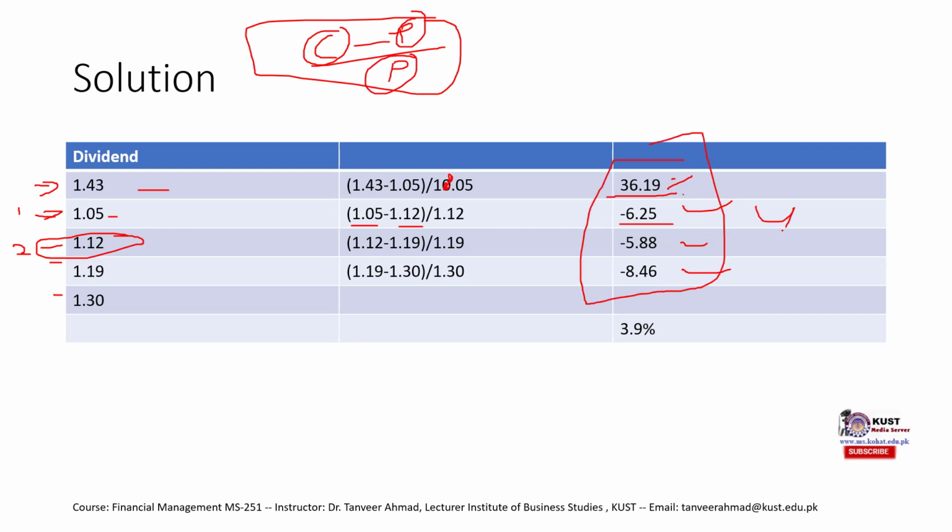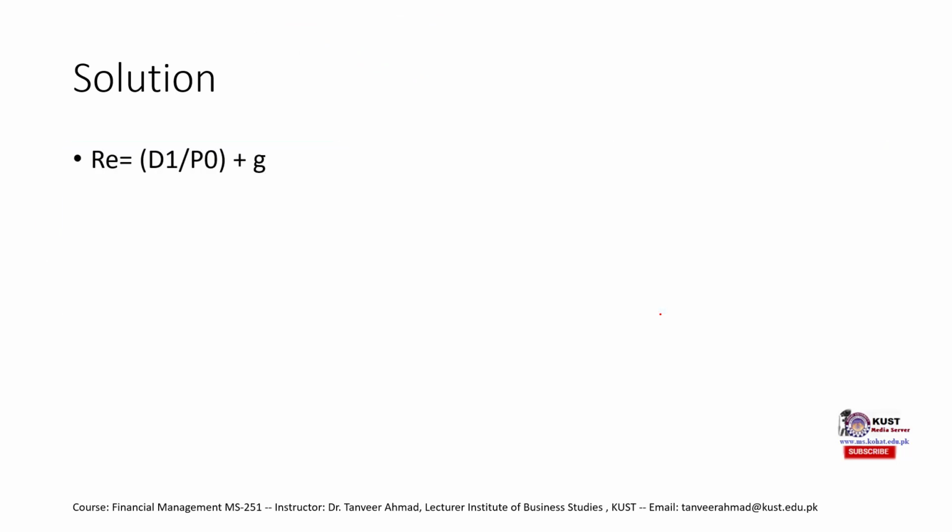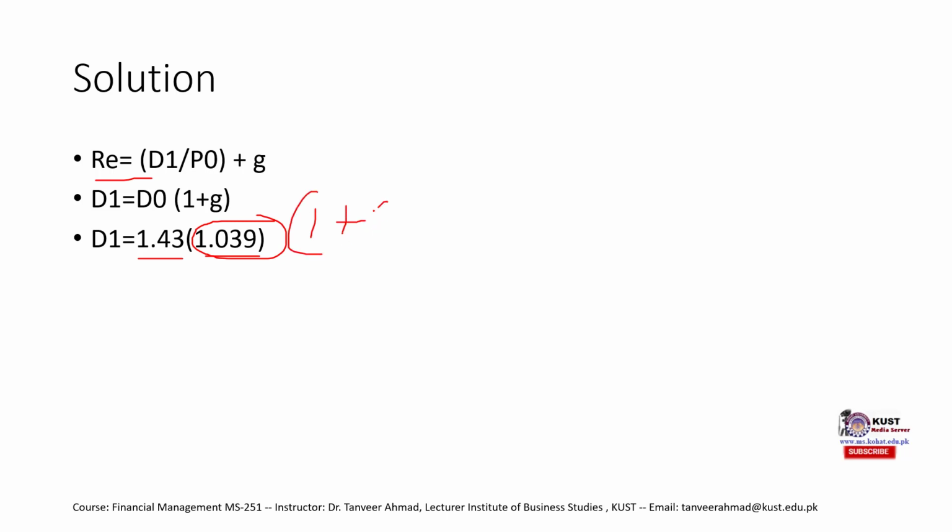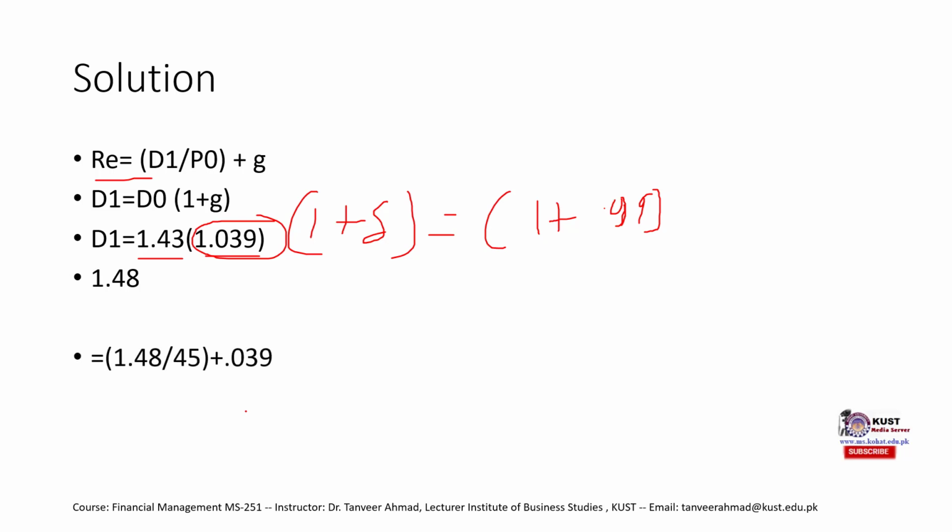How do we take the average? We add them up and divide by 4. So this would give us an average growth rate of 3.9%. Once we have the growth rate, the rest is history. So we find the cost of equity by the same formula, D1 divided by P naught plus G. D1 is D naught into 1 plus G. D1 is 1.43 into 1.039. This is the growth rate that we just found, 1 plus 0.039. So this is the growth rate that we just calculated in the previous slide. This would give us D1 of 1.48 and we are going to use this D1 in our formula. So it would be 1.48 divided by 45, which is the P naught price, plus the growth rate, and the cost of equity turns out to be 7.18%.